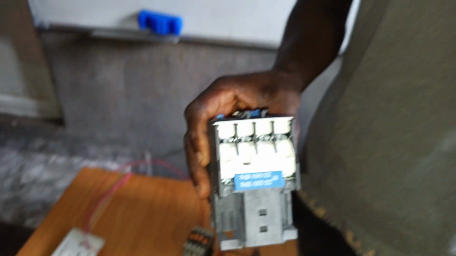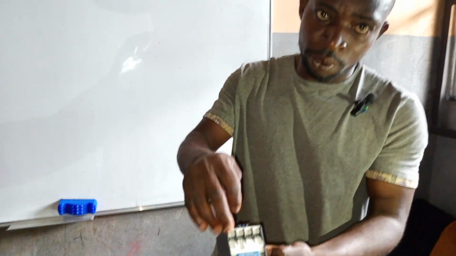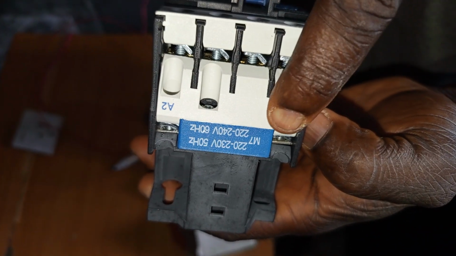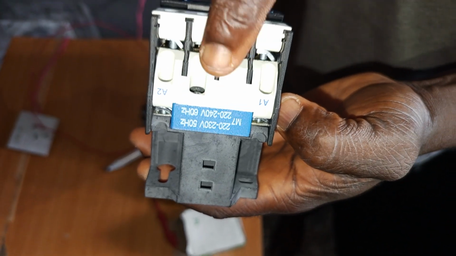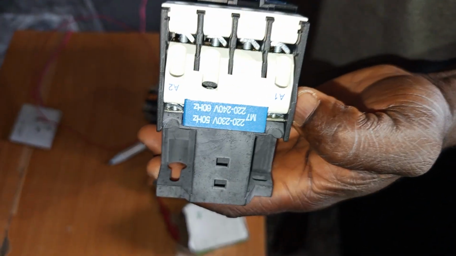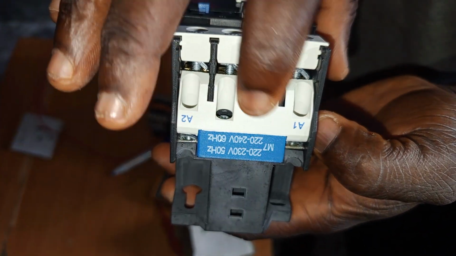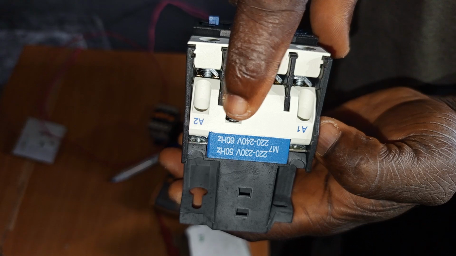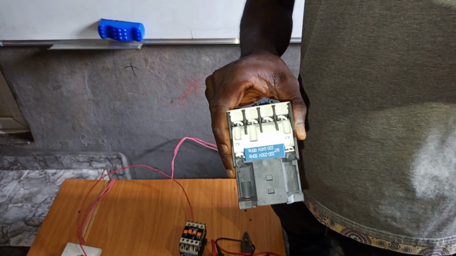The main important thing you should know before going to the market, after I must have opened the coil for you and shown you how to replace your coil, is to take this reading. It's very important. Without this reading, you might go and buy the wrong coil. This coil I'm using here is telling me that the coil I'm going to buy in the market of this size is going to be 220 to 240 volts.